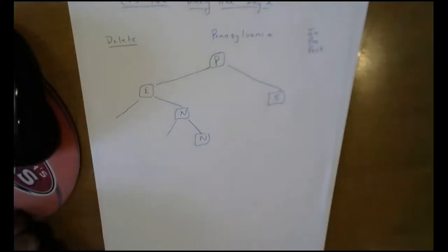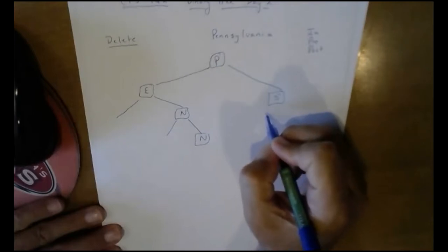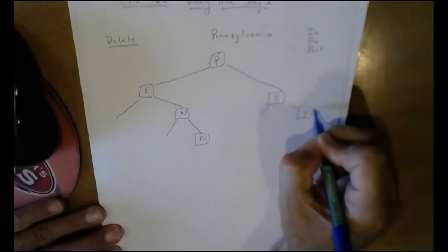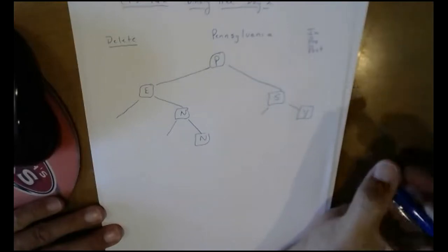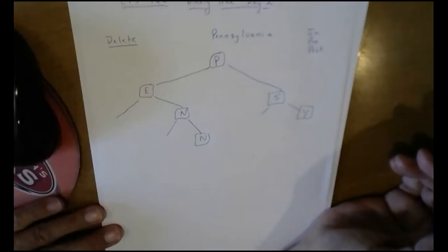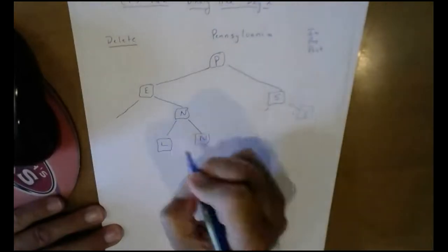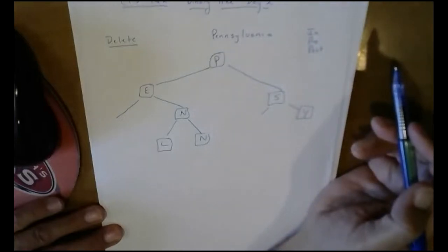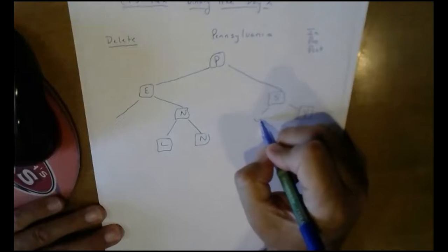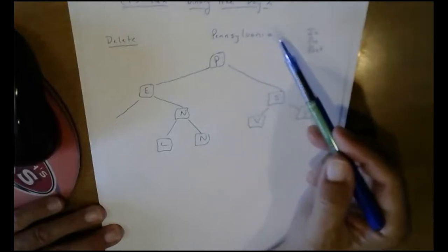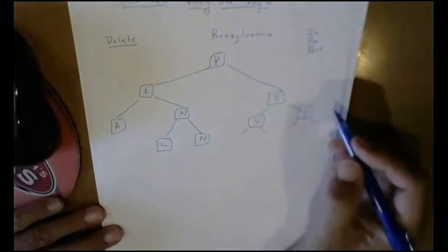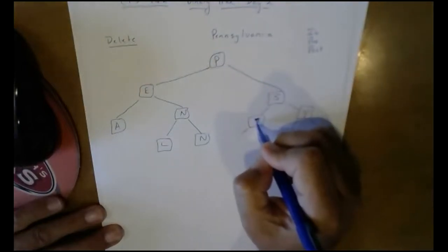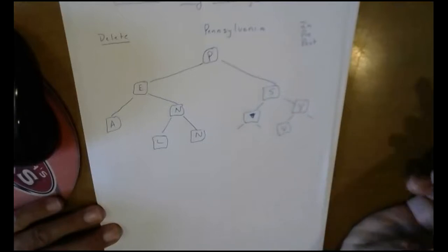Where will the Y go? To the right of S. L. To the left of the top N. V. To the left of S. And A. The V needs to be to the left of Y. Yeah, I screwed that one up. This will be on YouTube, so everybody's going to know you screwed it up.